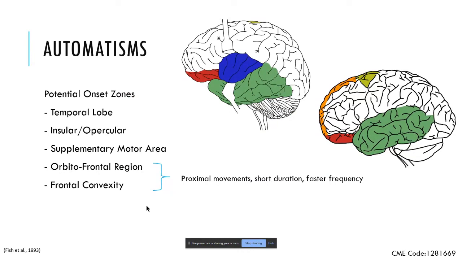Proximal movements, such as bicycling of the legs or arms, typically occurs from the frontal lobe, whether it's the frontal convexity or the orbitofrontal region. These automatisms tend to be shorter in duration while being faster in frequency. Alternatively, seizures that occur from the supplemental motor area, temporal lobe, or insula tend to be longer in duration and occur at a slower frequency. And these ones often have more lateralizing potential because they are often unilateral.